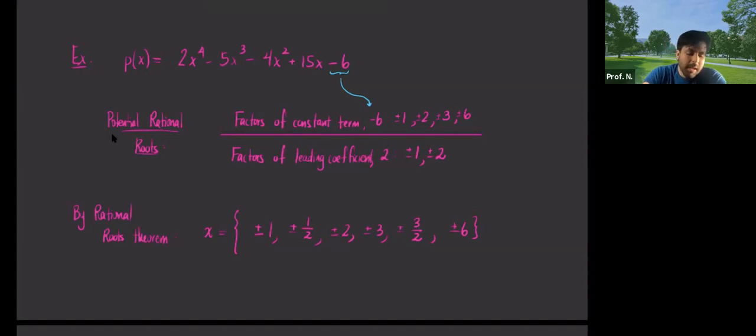So can we plug in 1 really quick? What's 1? It's just going to be what? 2 minus 5 minus 4 plus 15 minus 6. What does this equal? This equals negative 3 minus 4, right? Plus what? 9. This equals what? Negative 7 plus 9 equals 2. This is not 0. So what do we say? X equals 1 is not a root.